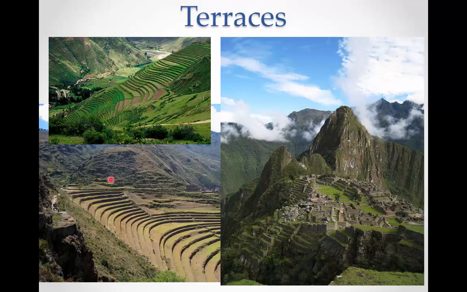You can see other examples of these terraces here. And then this picture on the right is a picture of Machu Picchu, which was believed to be an agricultural hub for the Incas a long, long time ago too.